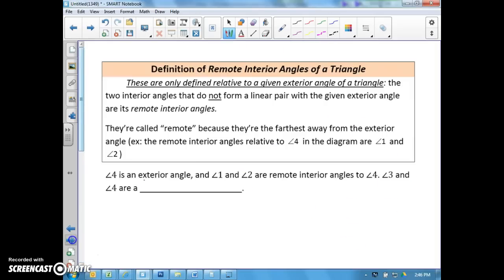So 3 and 4 happen to be a linear pair because together they form a line.